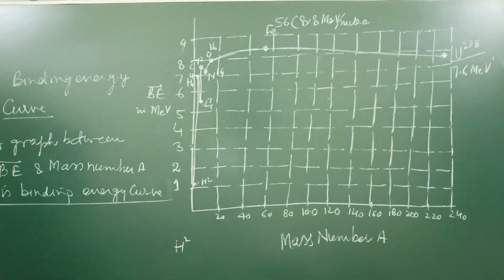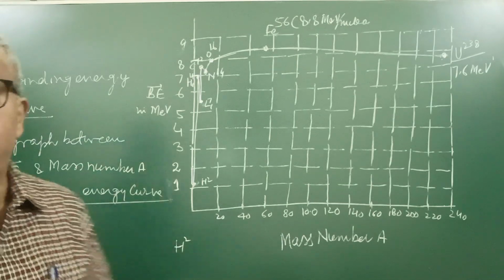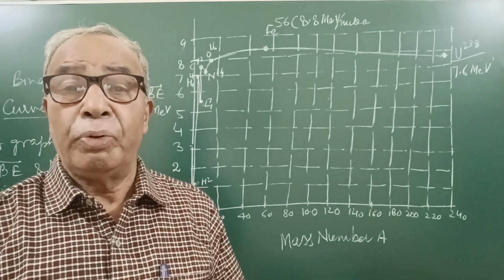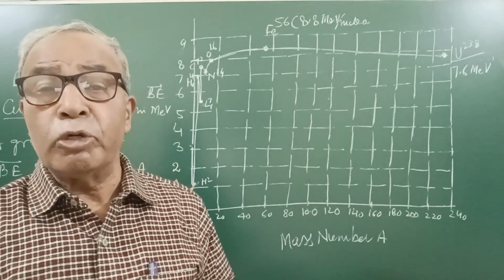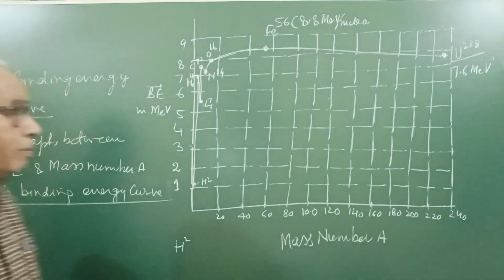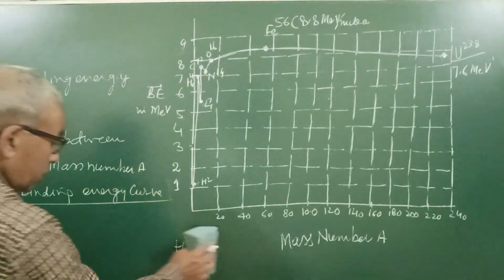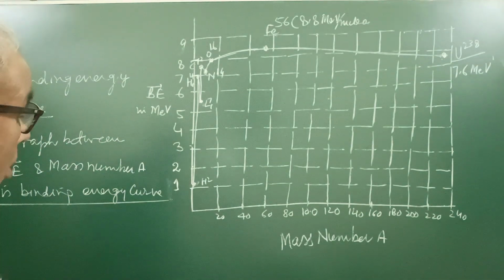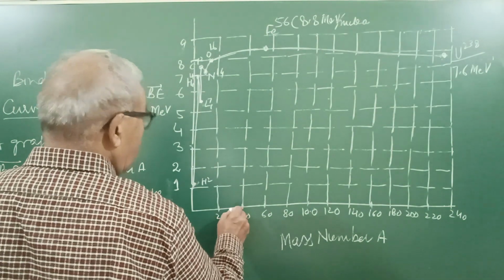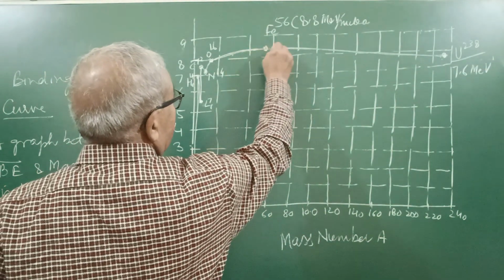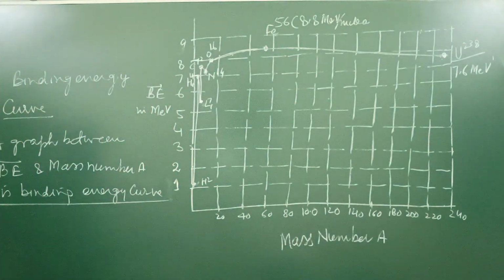Now there are some conclusions from this graph and they are asked in the exam. I hope you may prepare your notes with the help of book or by listening my sound here, because it is not easy for me to write everything. The nuclei from nearly 50 to 80 has maximum binding energy.